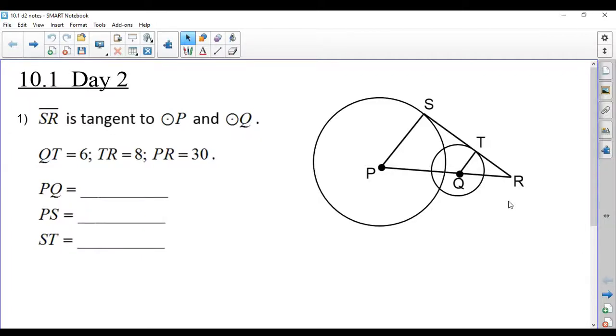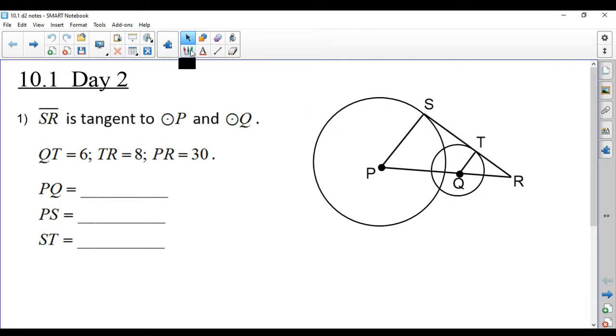Today we're going to continue with section 10.1, and for the notes today we're just going to look at a couple more examples. Again, all the definitions were in the first day of notes. If we look at this diagram, what we see is segment SR that is tangent to both circle P and circle Q.